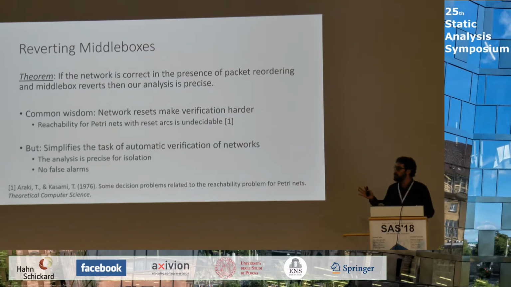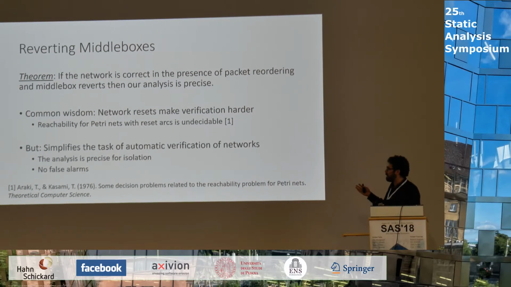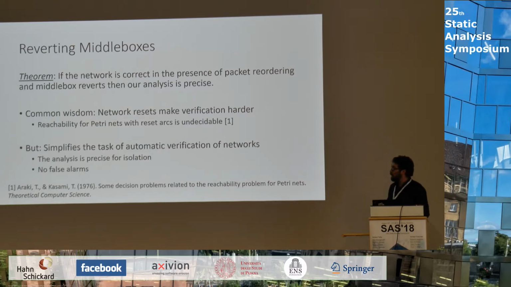And this really depends on your point of view, but the idea of adding resets might seem to make things harder in some cases. So when you have Petri nets with the addition of reset arcs, this turns the reachability problem in Petri nets from decidable to undecidable. Whereas in our case, it really helps reduce the complexity of the verification problem.